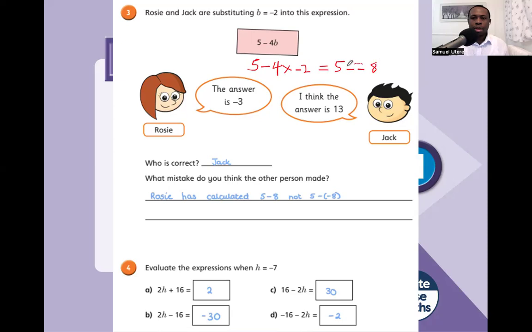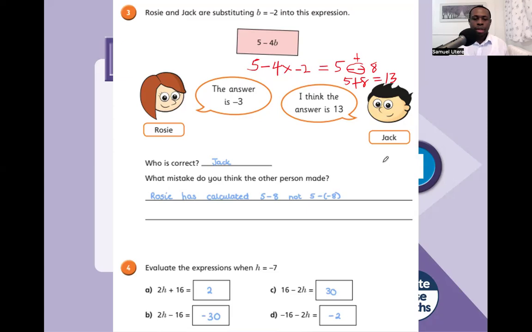Now remember, these two signs next to each other will become plus. They are invisibly multiplying each other. And by now, you know two negatives will multiply to become positive. So that becomes 5 add 8, which is equal to 13. So you can see why Jack is right.